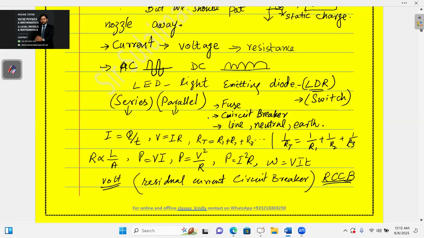In the next video, we will go towards section 3, which will be related to waves.